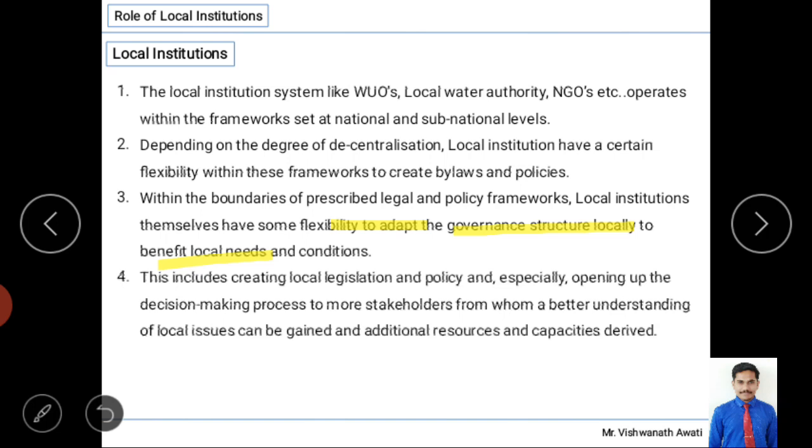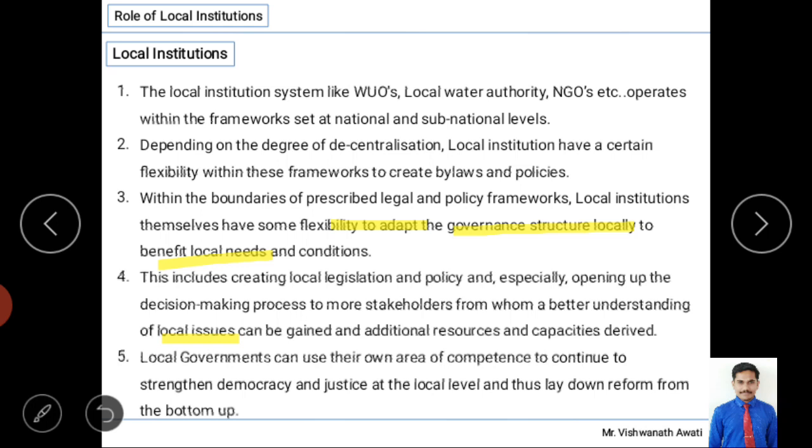More stakeholders means participation, not monopoly. A single person cannot take a decision. The decision has to be taken by a committee or stakeholders, right? It is a democratic system at the local level, right? So the decision-making process involves more stakeholders, from whom a better understanding of local issues can be gained, and additional resources and capabilities are taken. Right now we are getting more capabilities as well as additional resources, right?